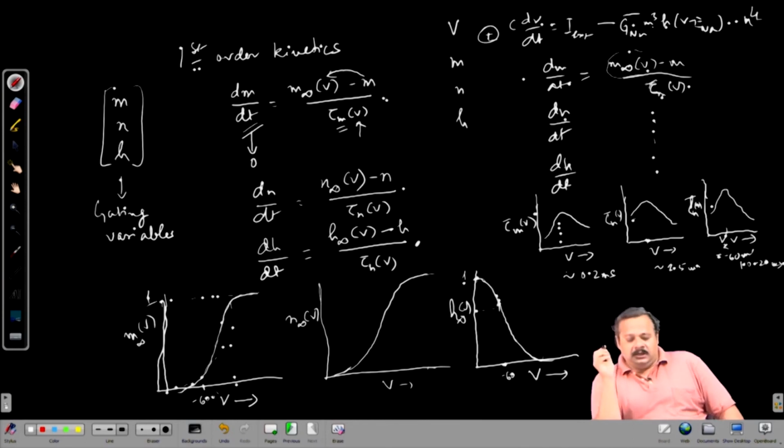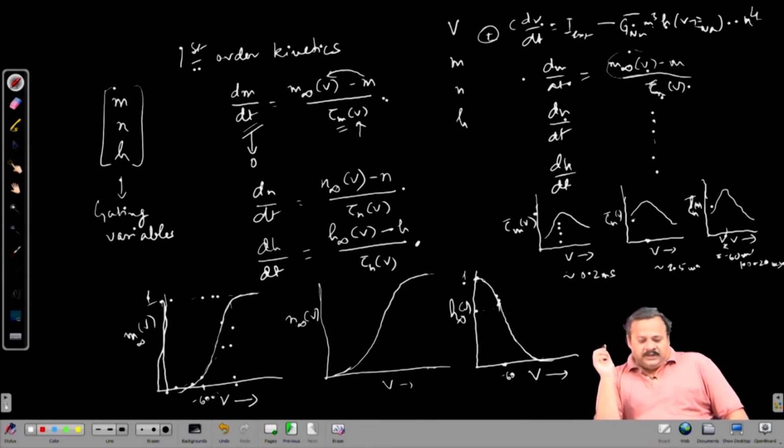So, what are we saying? That the m gates, or the sodium channel activation gates, open extremely fast, and similarly the potassium channels are slower than the sodium channel activation gates, and so n opens slowly, and h, the inactivation gates, their opening and closing is further slower. So, these are all in almost multiples of 5 to 10 as we go from one to the other.